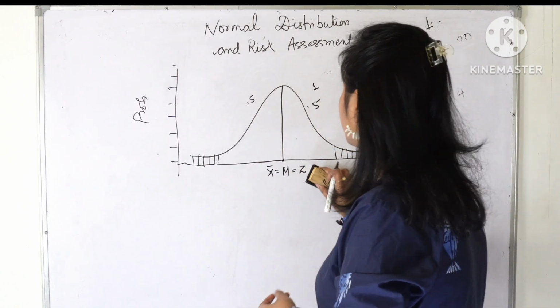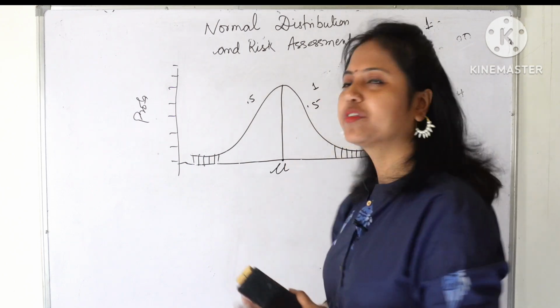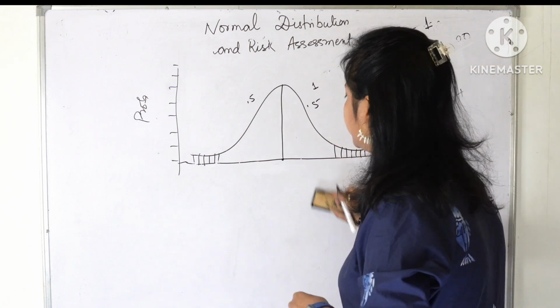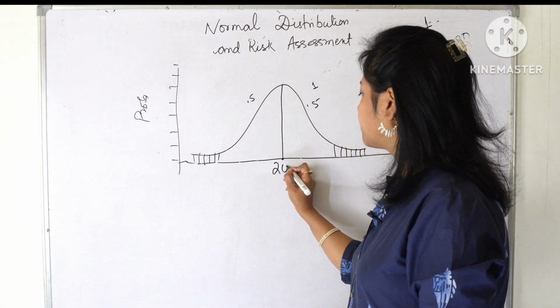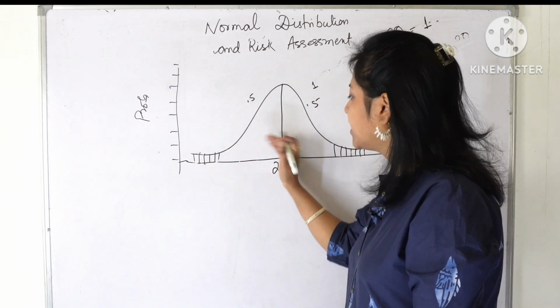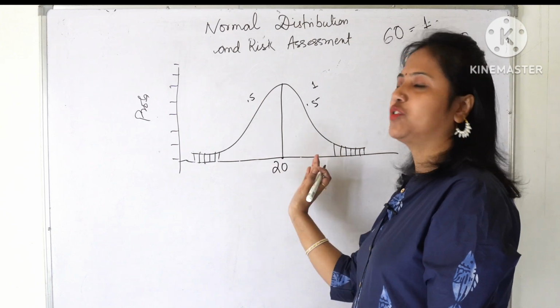And this center is my mean, which is also equal to the median, which is also equal to the mode. This value we represent by mu, right? Now suppose an investor expects that he will earn 20. If he earns exactly the expected return of 20, he is not varying. Going this side means he will earn less, and this side means he will earn more than 20.